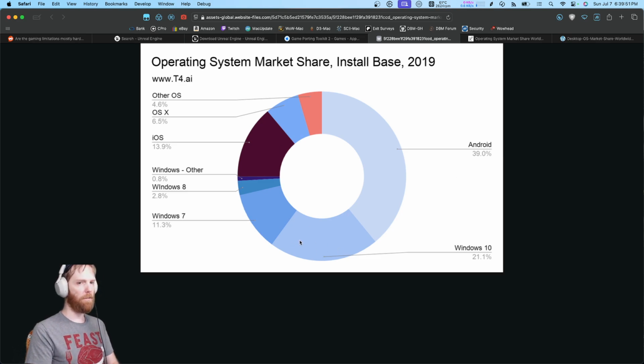And I include mobile for a reason, and I'll get to that. And you look at macOS, 6.5%. It's bigger now, and I'll get into that too. But now, you look at this large Windows slice, and then this tiny little Mac slice. This is why they're not porting their games.